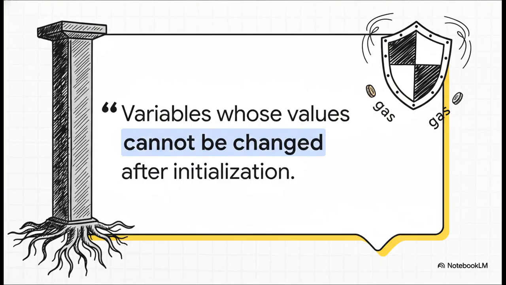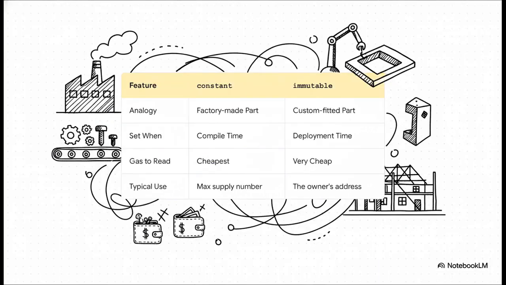Now, some parts of a house should never, ever change once they're put in place, right? Like a main steel support beam. Well, Solidity has the exact same concept for its variables, and it is incredibly important, not just for security, but also for saving on those gas costs we keep talking about. So this table shows the two main ways you can create these unchangeable variables.